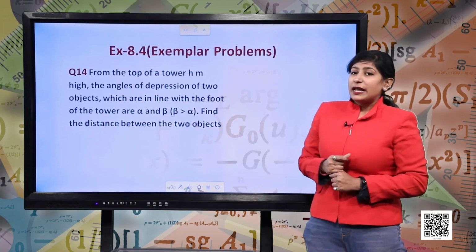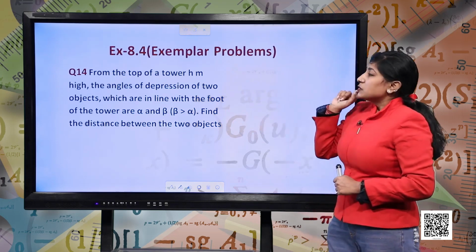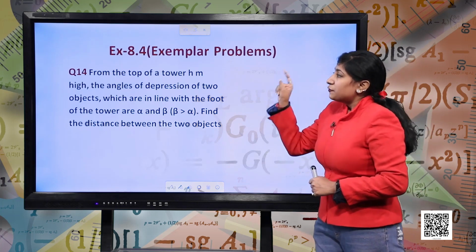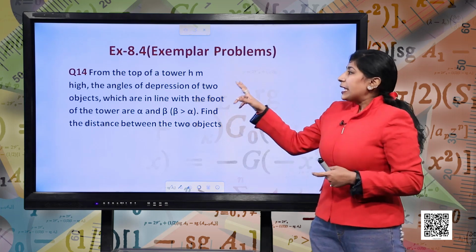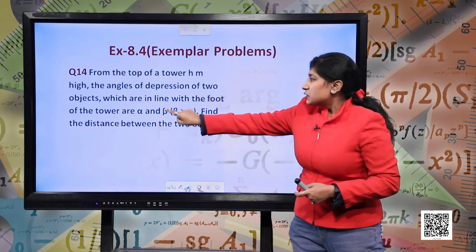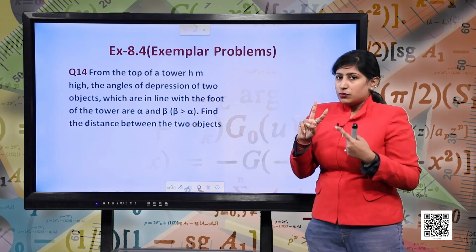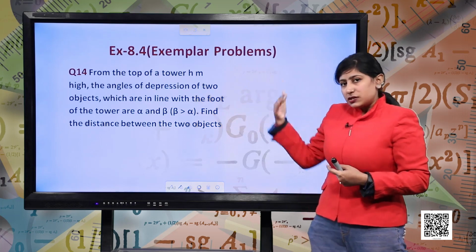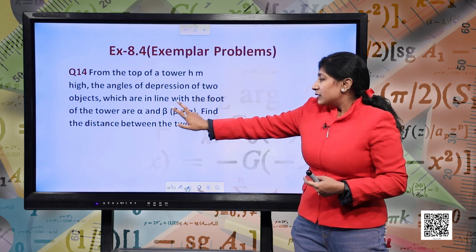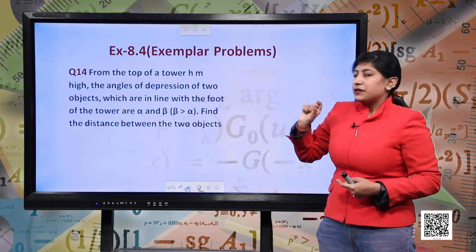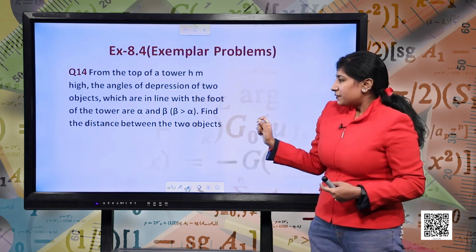See, this is from your exemplar book, exemplar problem exercise 8.4. So the question is question number 14. From the top of a tower h meters high, the angles of depression of two objects. Here it is talking about two objects. So angle of depression is going to be different, which are in line with the foot of the tower. They are alpha and beta, and they are giving you that beta is greater than alpha. We have to find the distance.